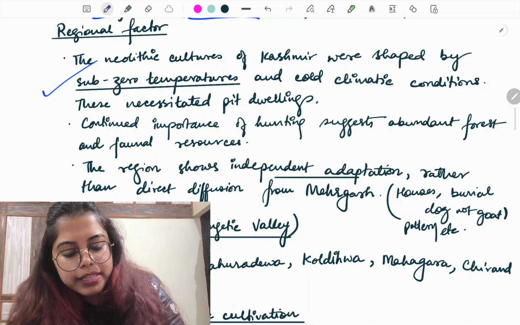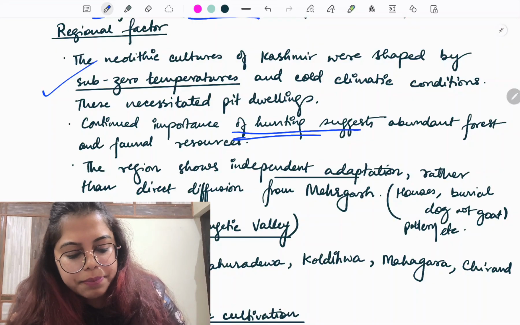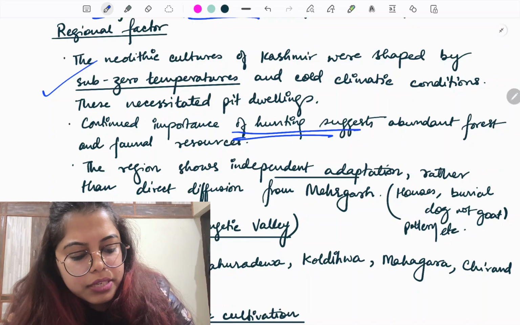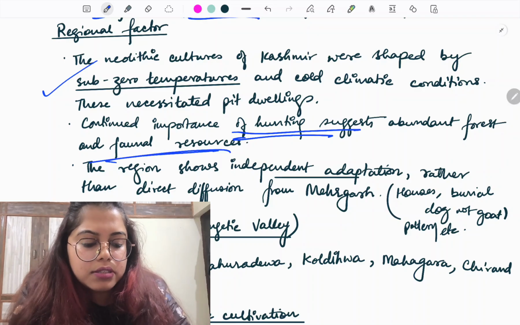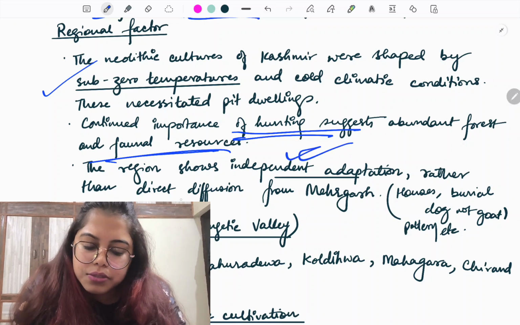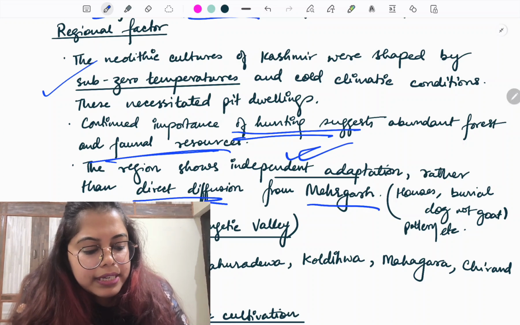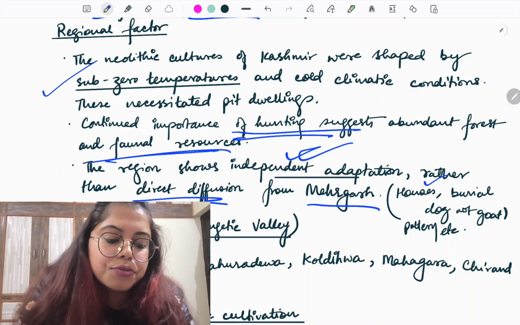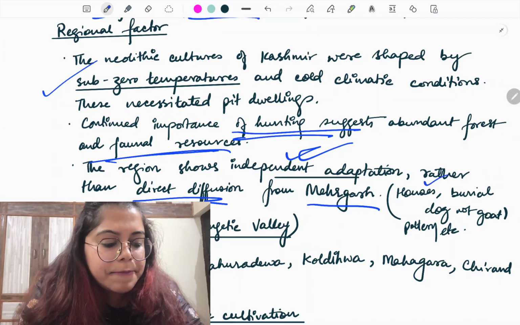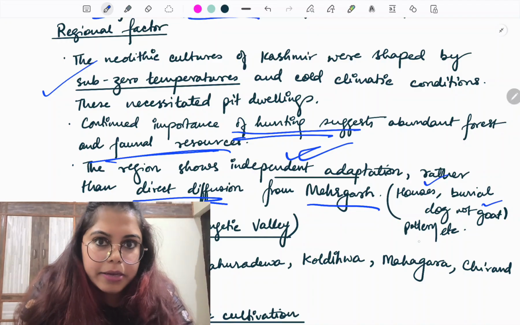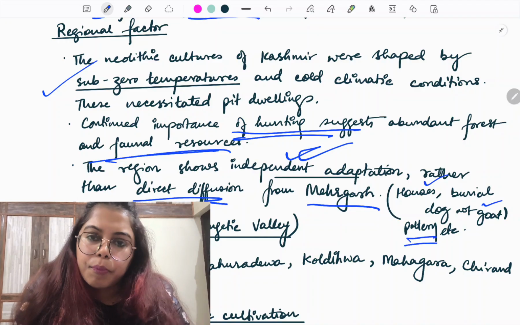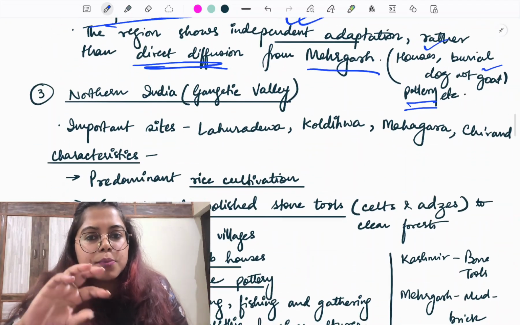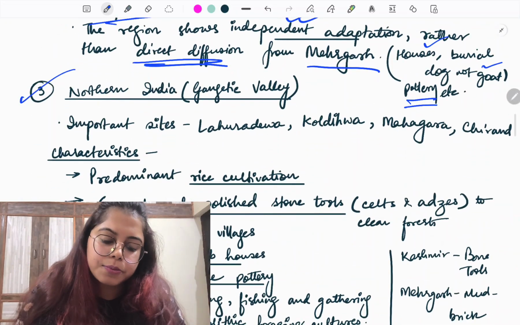The regional factor, why this happened: first I told you about sub-zero temperature. Then the continued importance of hunting suggests, because agriculture developed later, abundant forest and faunal resources. The region shows independent adaptation rather than direct diffusion from Mehergarh. Fundamental differences क्या है? Houses, right? Mud brick, pit dwelling, goat versus dog, and the pottery. There pottery was much rarer compared to what it was in the Kashmir region.